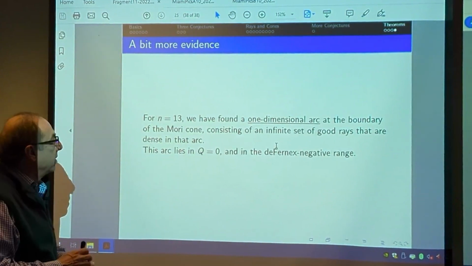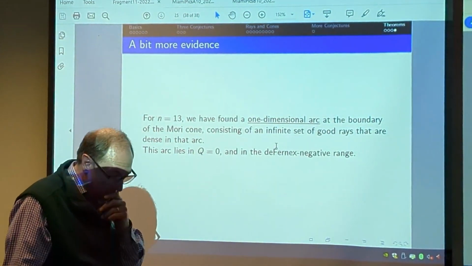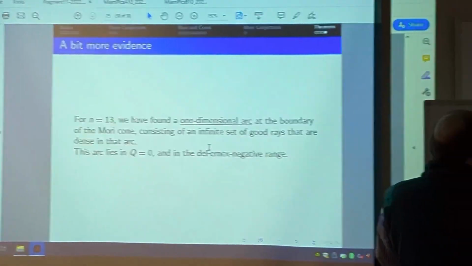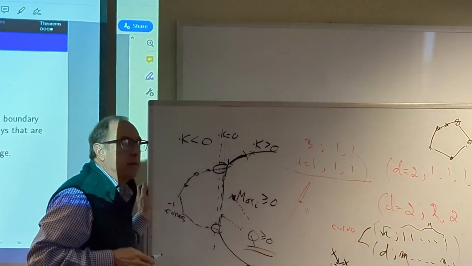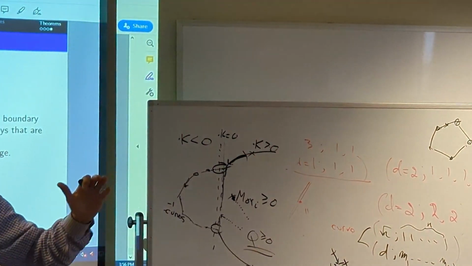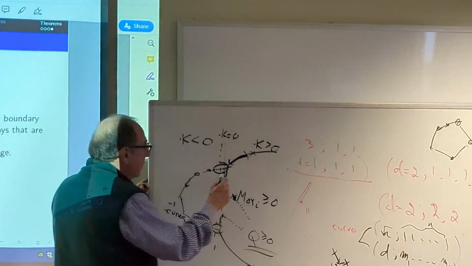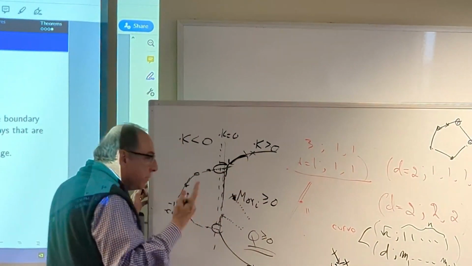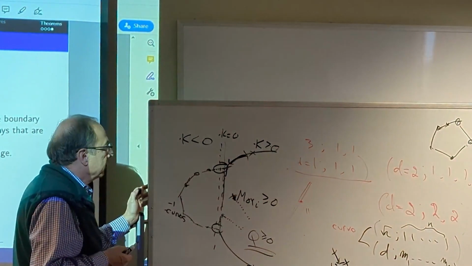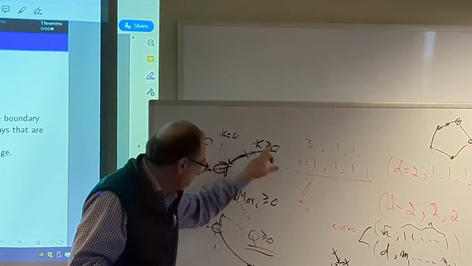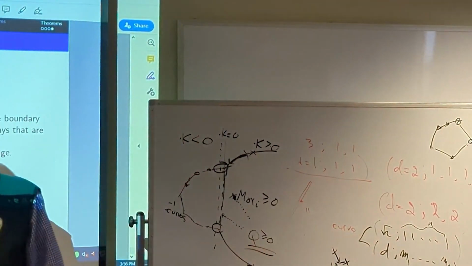Okay, the last thing is, for n equal 13, we found a whole one-dimensional arc here. All wonderful rays. And not all either wonderful or good. I mean, there's some irrational rays and some rational rays on that arc. But we found a curved arc at the boundary of the Mori cone. Just a one-dimensional thing. Okay? Which is again some indication that for the statement that the Mori cone here is round, and maybe it's that.